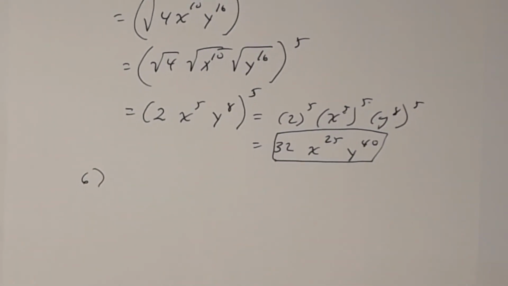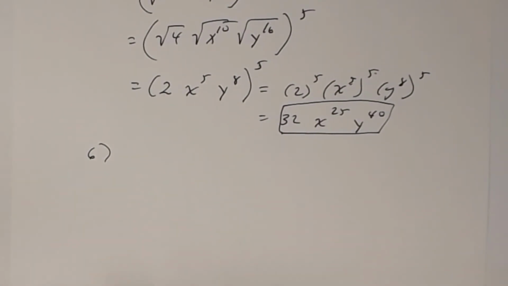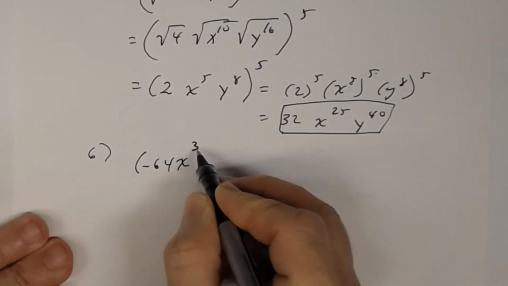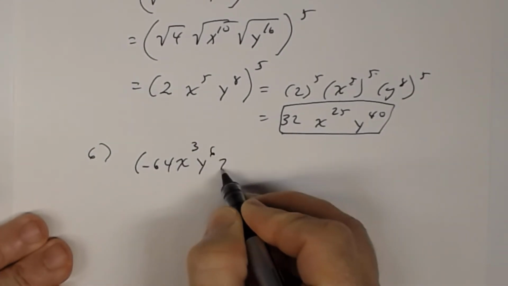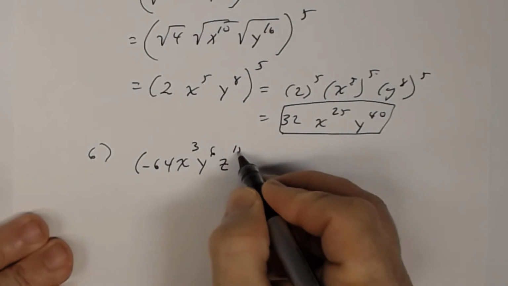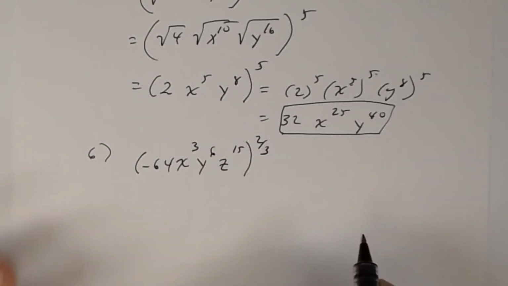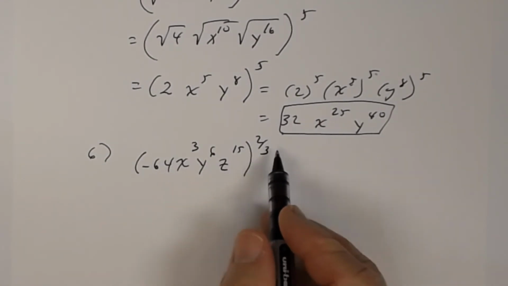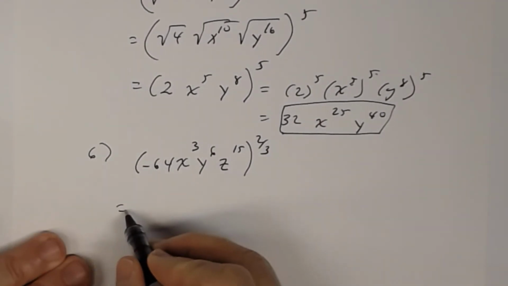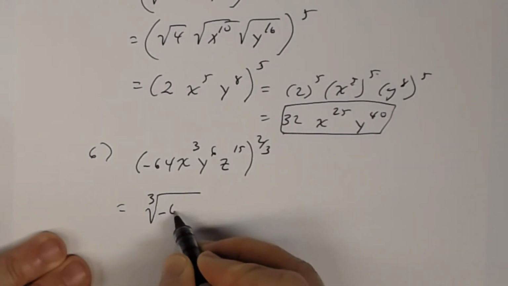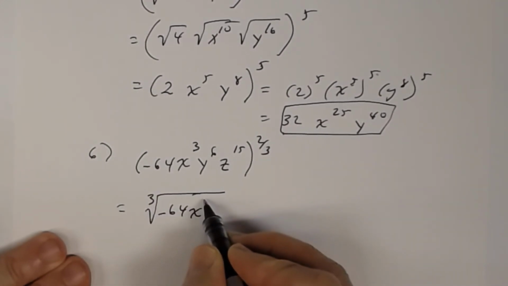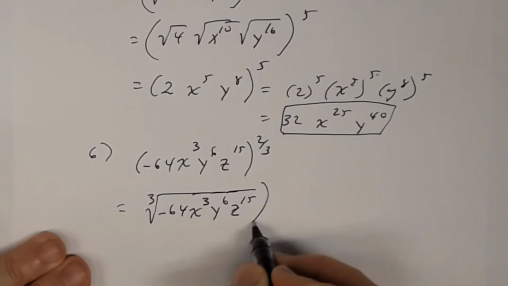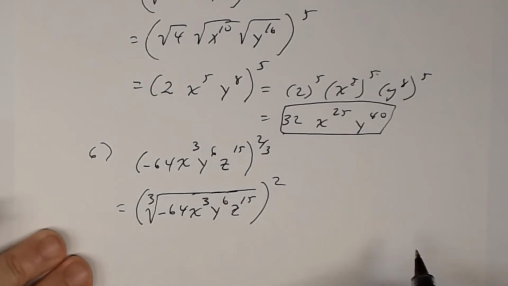All right, number 6. Let's suppose we have this one. We have negative 64 x to the 3rd, y to the 6th, z to the 15th, all raised to the 2/3 power. All right, so my index is now 3, so it'll be a cube root. So this becomes the cube root of negative 64 x to the 3rd, y to the 6th, z to the 15th, all raised to the 2nd power.